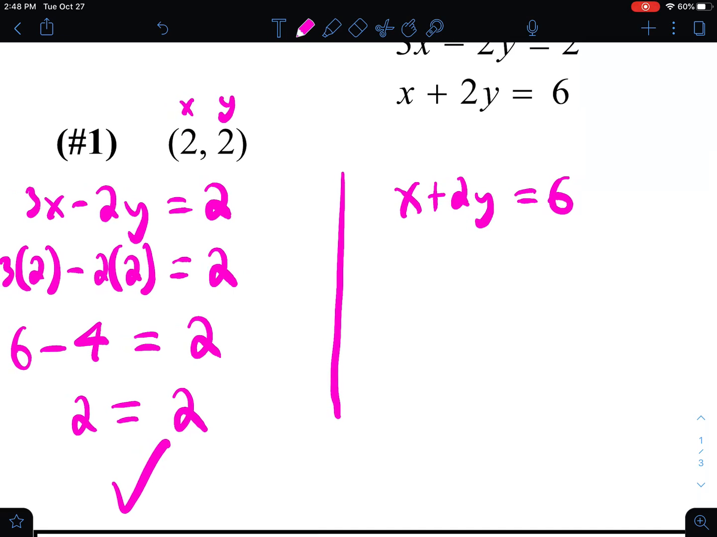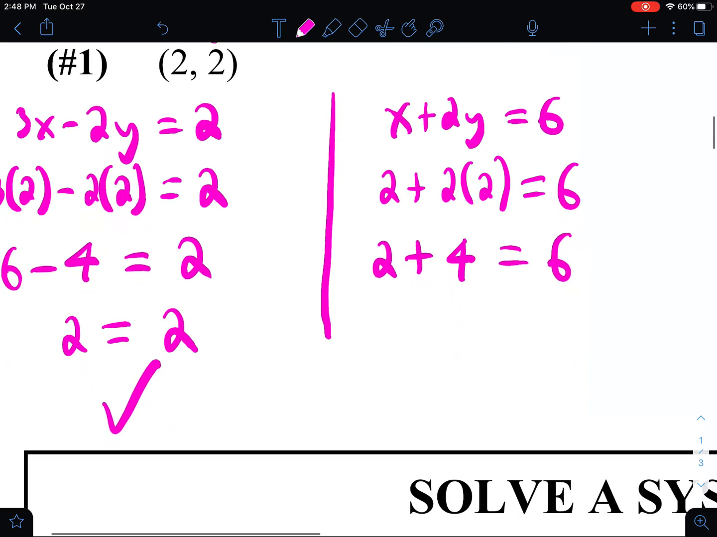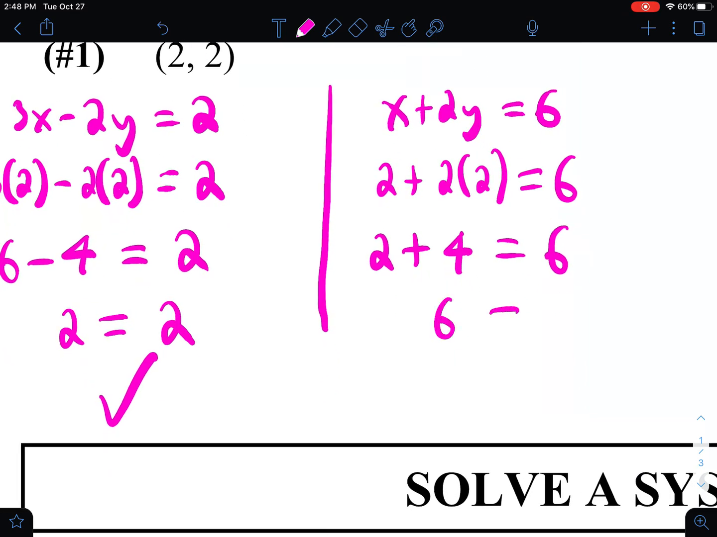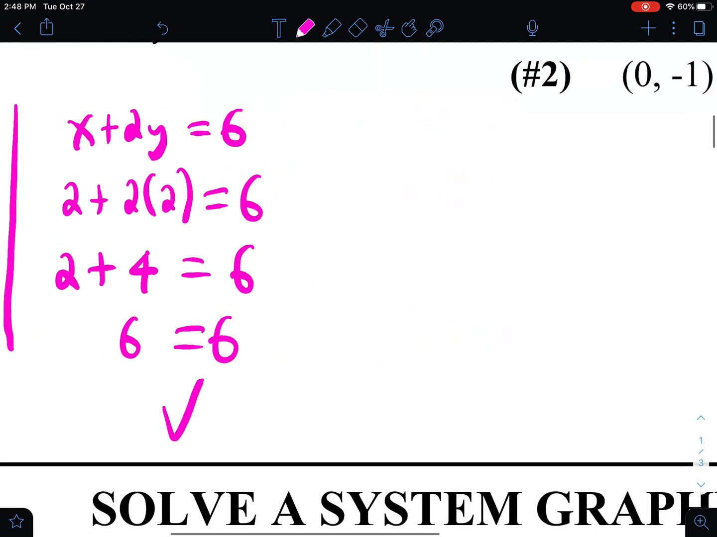So we're going to plug in 2 and 2 for x and y again. So we're going to do 2 plus 2 times 2 equals 6. Now, do we do 2 plus 2 or 2 times 2 first in PEMDAS? We do 2 times 2. Multiplication comes first. So 2 plus 2 times 2, which is 4, equals 6. And then what's 2 plus 4? Does 6 equal 6? Yes, this is true. So these are both true, which means this is going to be a solution.